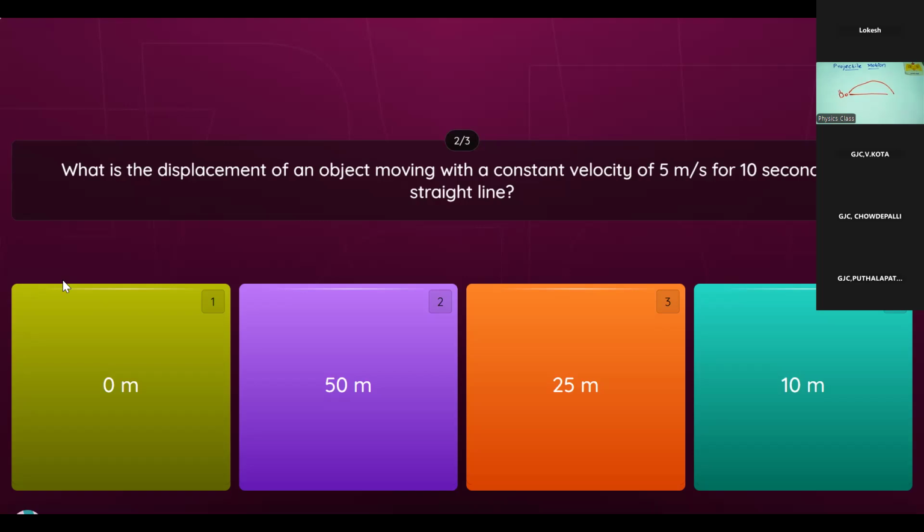0 meter, 50 meter, 25 meter, or 10 meter. Any other response? Any other students? Very good, one response came.